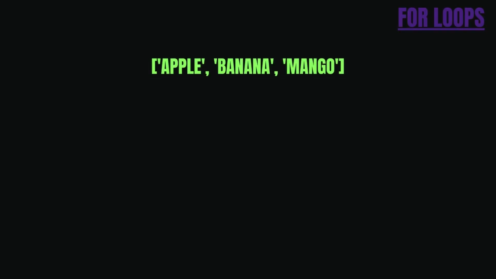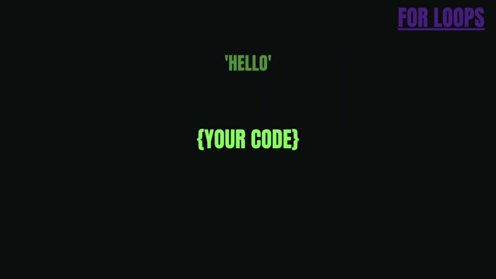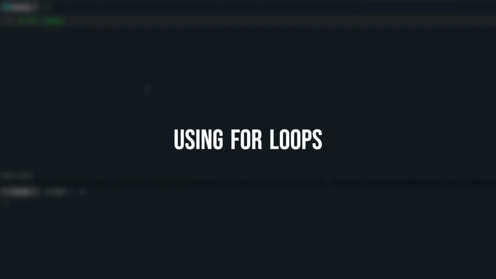For example, in this list of 3 fruits, the code in the loop will be repeated 3 times. One for the string apple, then for the banana, and lastly for the mango. This can also be done with strings. For example, the loop will be repeated for every letter in hello. Let's use for loops.